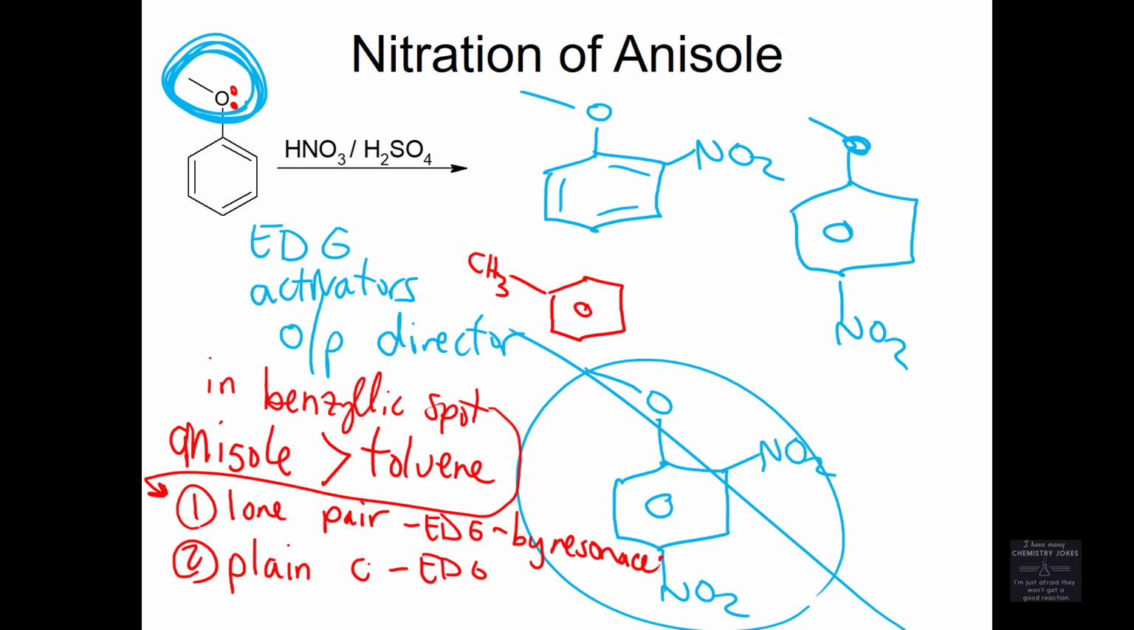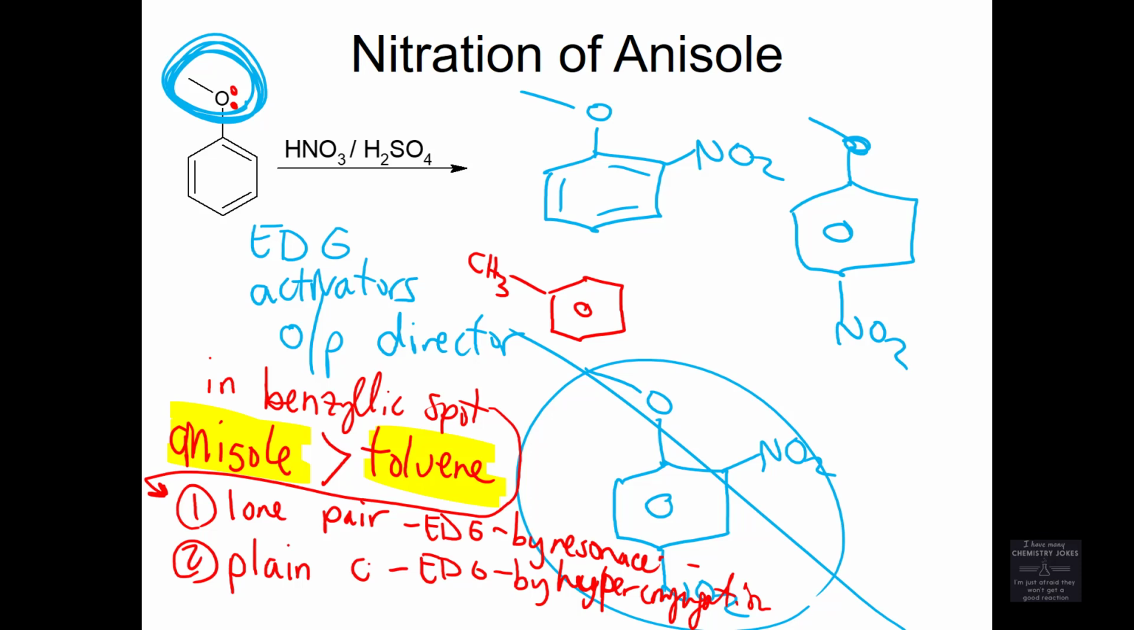The plain carbon donated by giving us a tertiary carbocation. The chemistry way to say that is a tertiary carbocation is more stable than a secondary carbocation because of hyperconjugation. So hyperconjugation is what made toluene a donor. Resonance is what made anisole a donor. Resonance is a stronger effect than hyperconjugation. That's why anisole brominates faster than toluene, because they have different donation abilities.